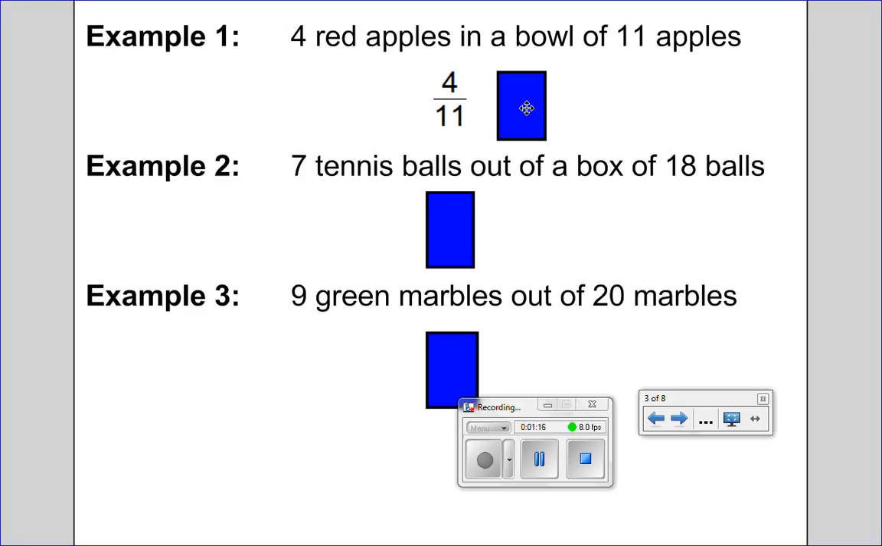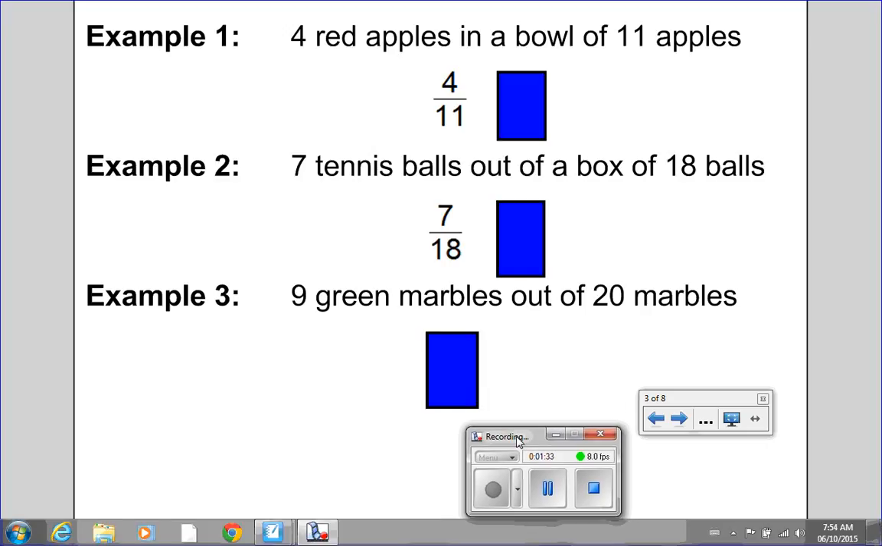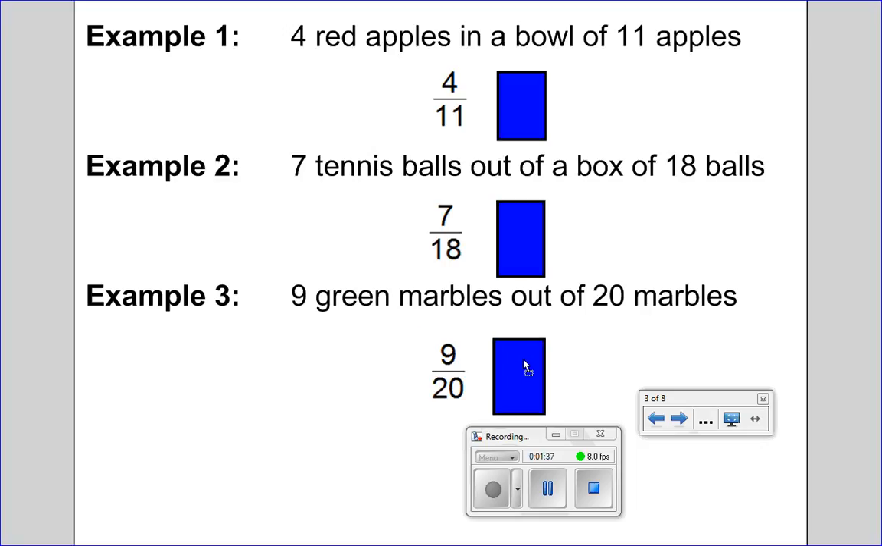All right, let's see how you did. Example 2 tells us 7 tennis balls out of a box of 18 balls. That is 7 out of 18. And for example 3, 9 green marbles out of 20 marbles. Well, of course, that means 9 over 20. Let's move on.